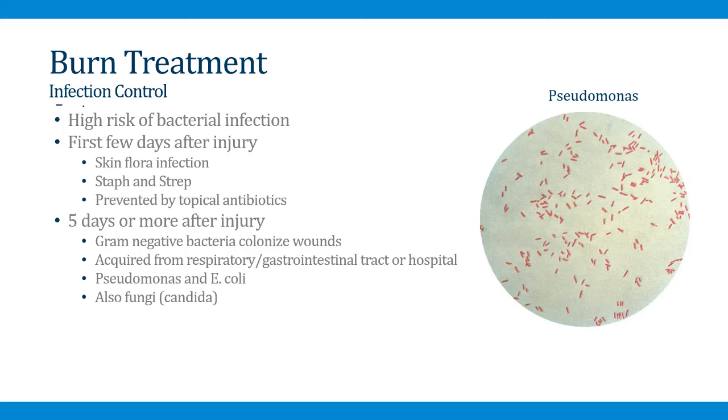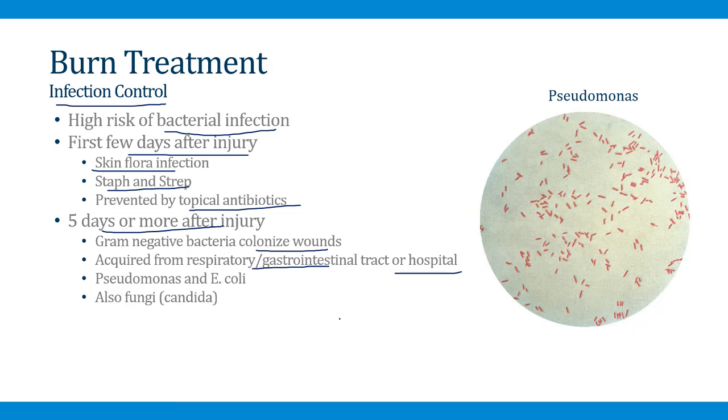Infection control is a major element of treating burn patients in the hospital. When the skin has been damaged, there's a high risk of bacterial infection from bacteria gaining entry into the body and the bloodstream. The first few days after injury, most infections are due to skin flora from gram-positive bacteria like staph and strep. And to prevent this, we apply topical antibiotics like we talked about earlier. 5 or more days after the burn injury is when gram-negative bacteria begin to colonize wounds. These are acquired from the respiratory and GI tracts or from the hospital environment, and the bacteria that often cause infection at this point in time include Pseudomonas. Pseudomonas is a classic cause of infection in burn patients, also E. coli, and also sometimes fungi like Candida.